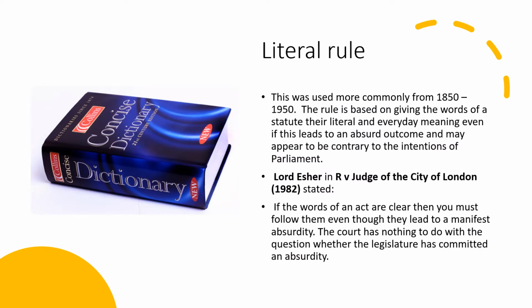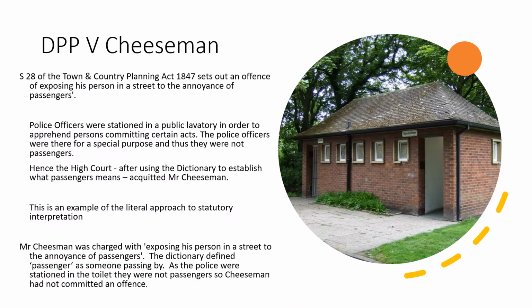Now, as already mentioned, the literal rule was more commonly used from the 1800s to the 1950s, but this is where we give the words the literal and everyday meaning, even if this leads to an absurd outcome. Absurd means unjust or repugnant and may appear to be contrary to the intentions of Parliament. As Lord Esher says in R v Judge of the City of London, if the words of an Act are clear, then you must follow them, even though they lead to manifest absurdity. The court has nothing to do with the question whether the legislator has committed an absurdity. So what this is doing is giving respect to Parliament's intentions.